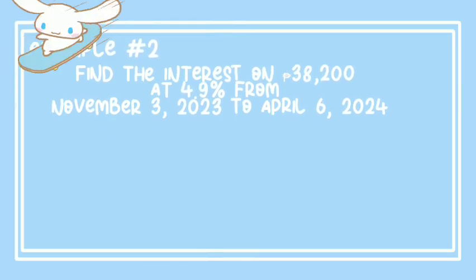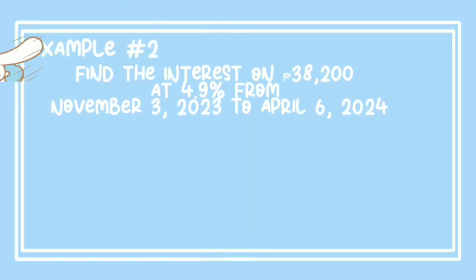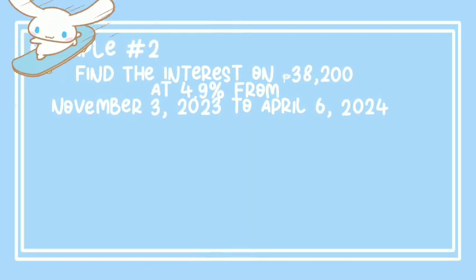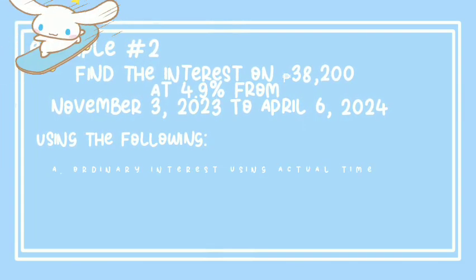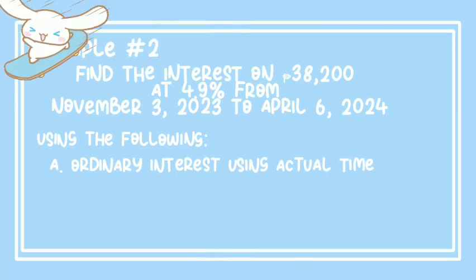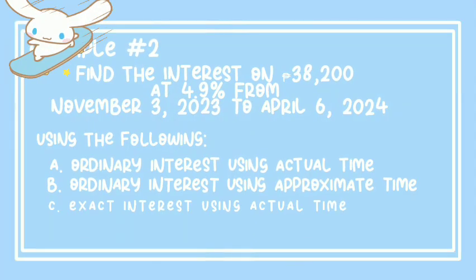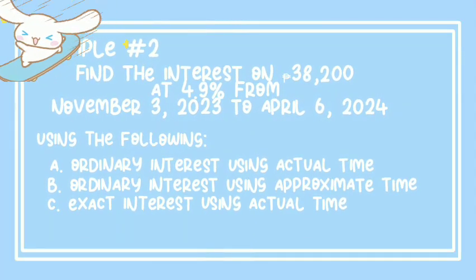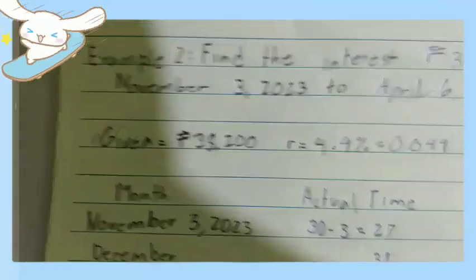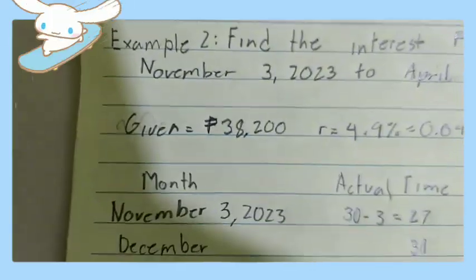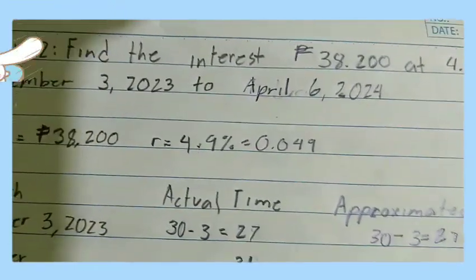Example number 2. Find the interest on 38,200 at 4.9% from November 3, 2023 to April 6, 2024, using the following: A. Ordinary interest using actual time. B. Ordinary interest using approximate time. C. Exact interest using actual time. And D. Exact interest using approximate time. Our given will be 38,200 and our R will be 4.9%, or converted to 0.049.